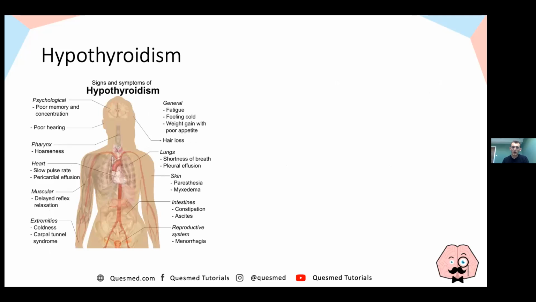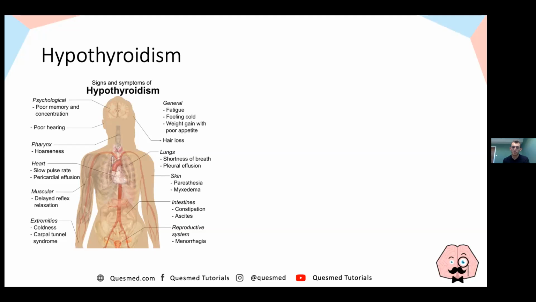Here's a picture of some of the signs and symptoms of hypothyroidism. Like we saw in the question just now, it's things like fatigue, weight gain, feeling cold. It can affect lots of different body systems. So constipation, menorrhagia, it can cause very cold extremities, and it can cause bradycardias.